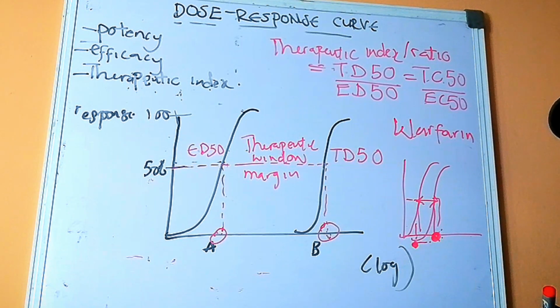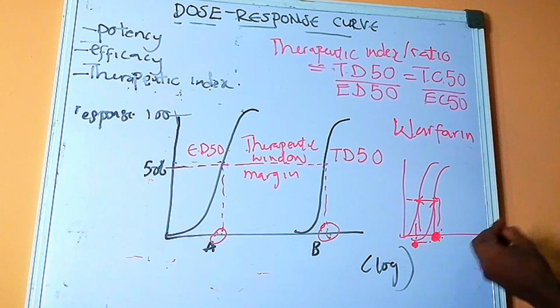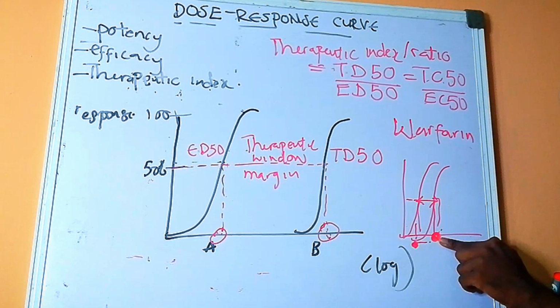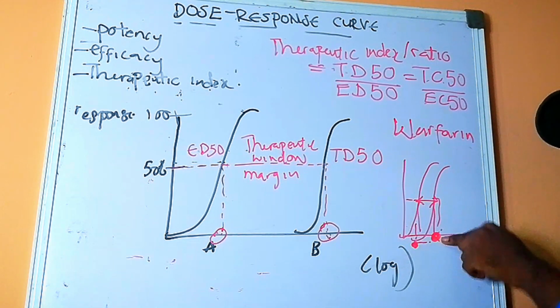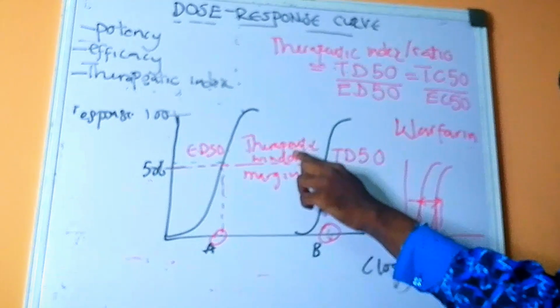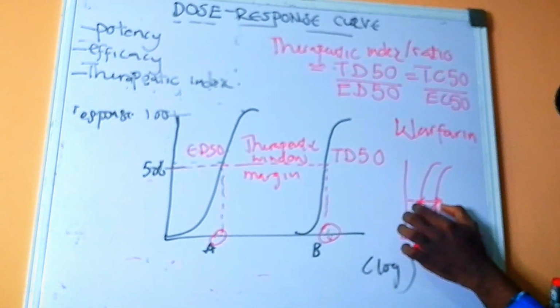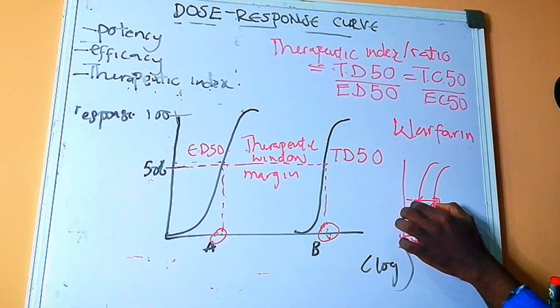That's why if you are dealing with warfarin and other drugs like warfarin, lithium, cyclosporine, aminoglycoside, these drugs have a narrow therapeutic window, so they require monitoring because it will be very fast for you to reach the toxic dose. They have a narrow therapeutic margin, a narrow therapeutic range, or a narrow therapeutic window.